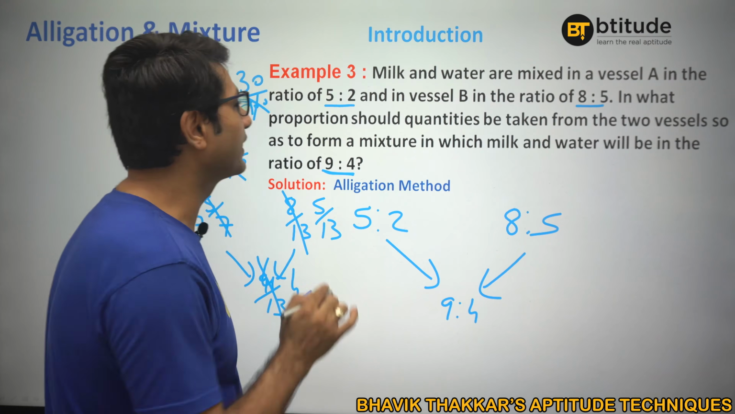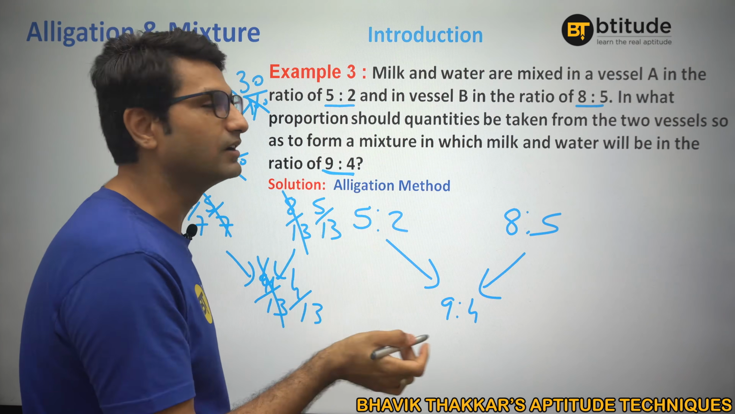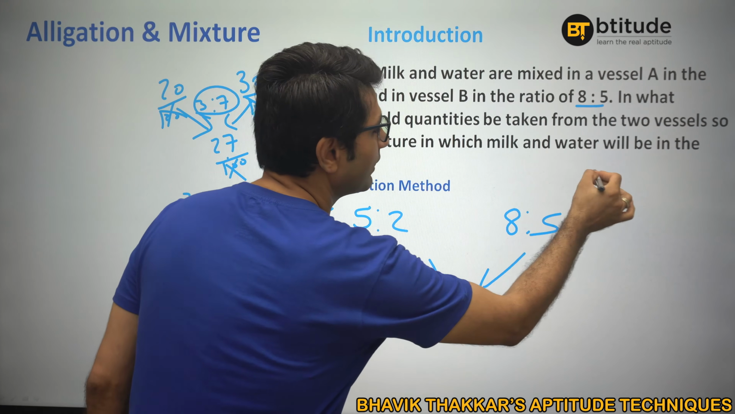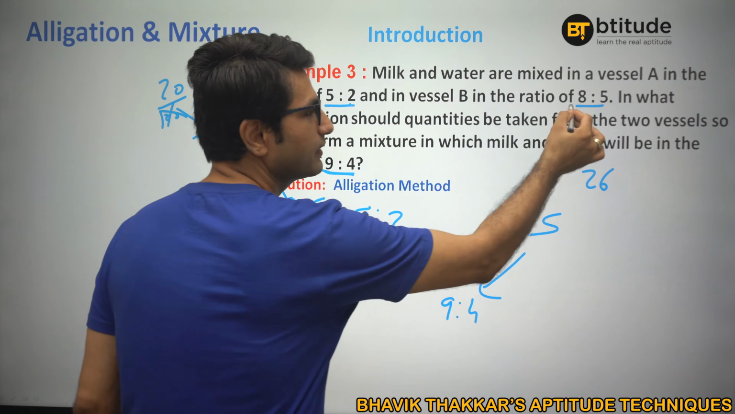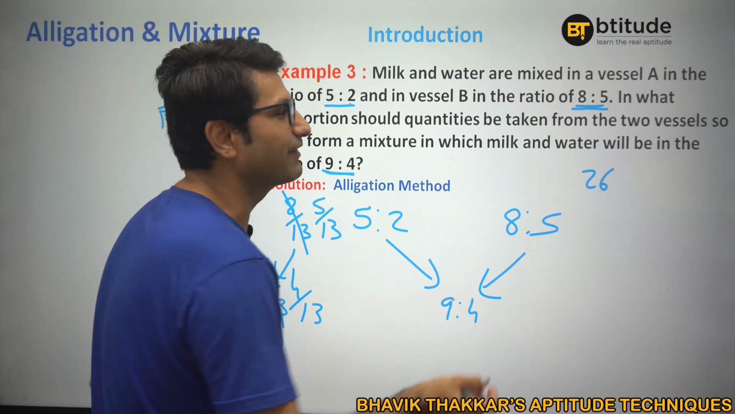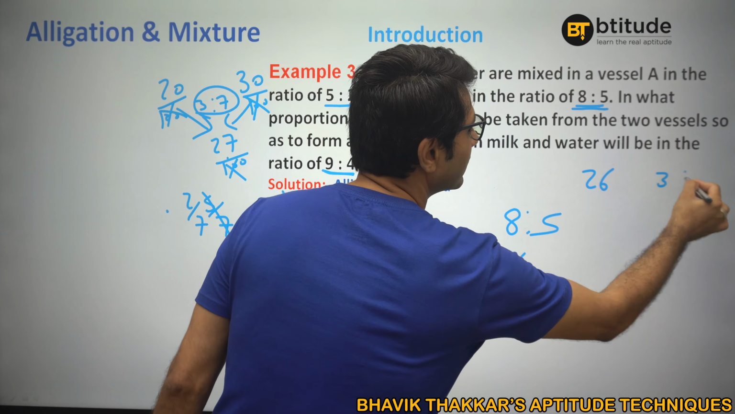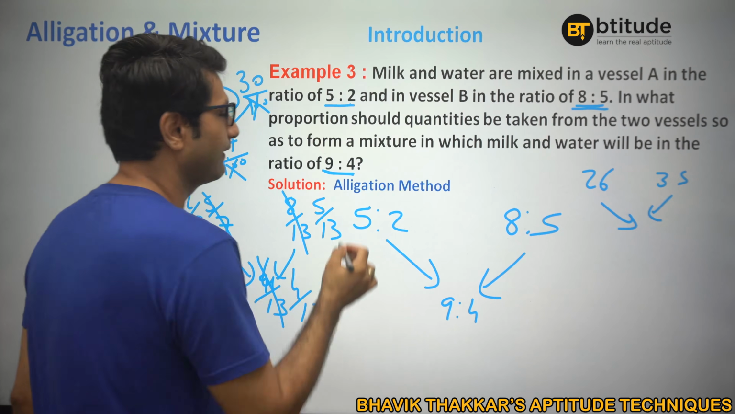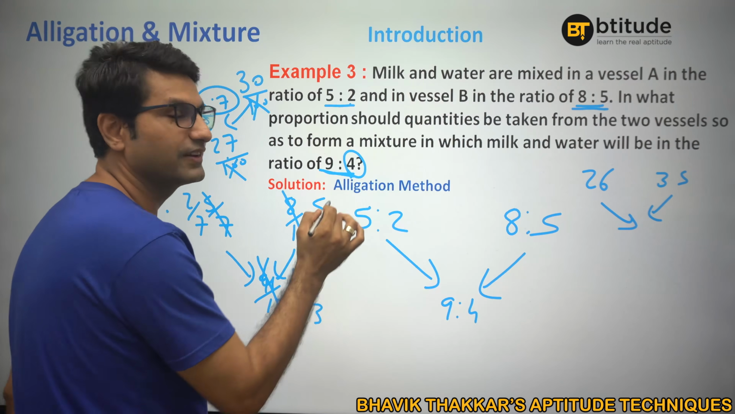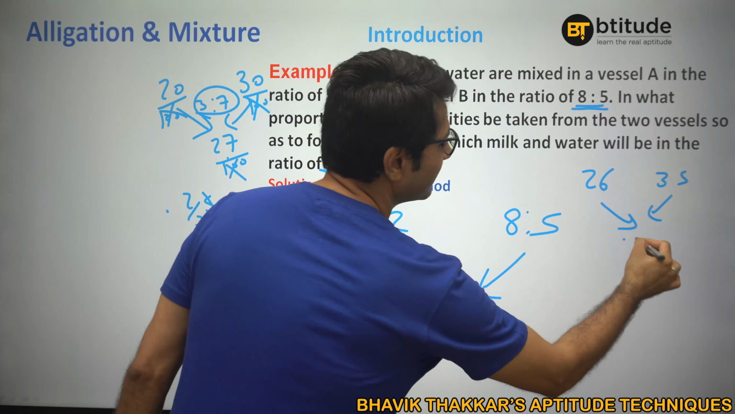91 is what I want to make. Total is 7. I'll multiply it with 13. 2 into 13, 26. Total is 13. I'll multiply it with 7. 5 into 7, 35. What is the average? Average 4, because total is 13, into 7, 28.